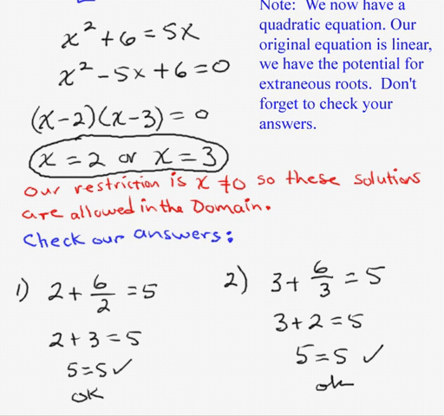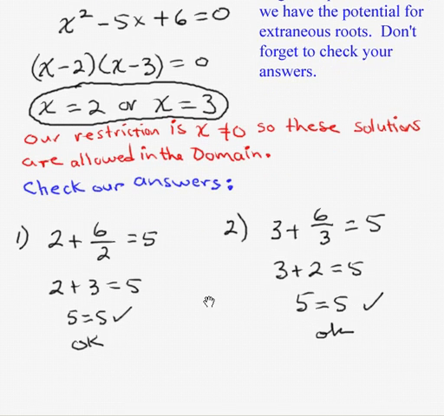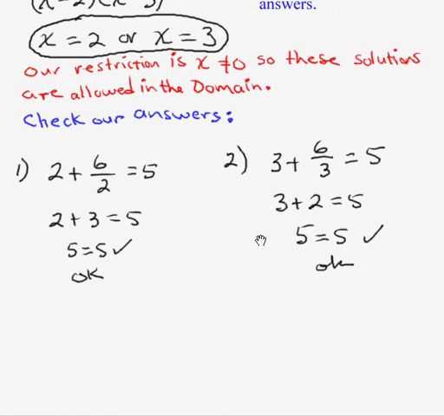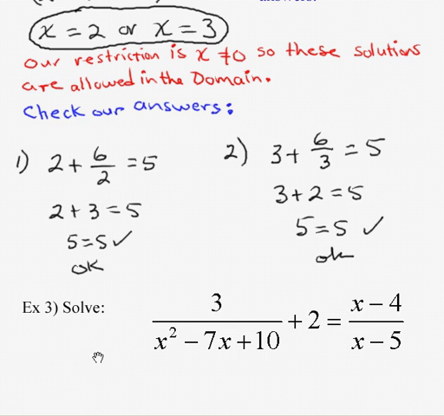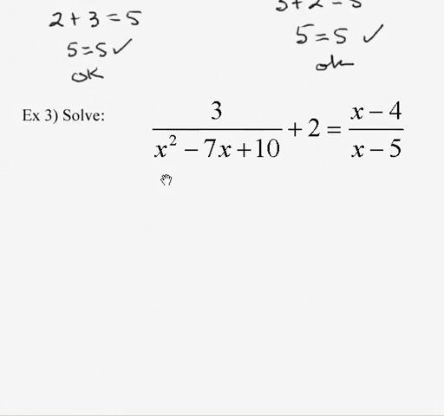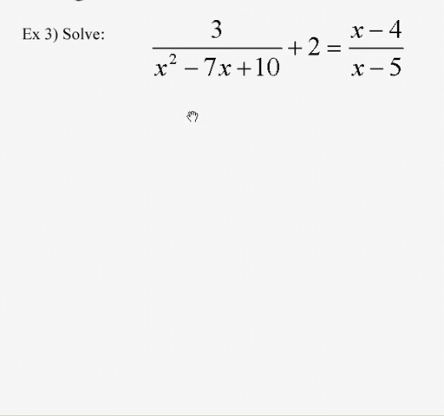We started out looking for one answer, we ended up with 2, we got an extra answer. In this case, both of them worked. It's possible that one of them could work while the other one doesn't. It's also possible that neither one can work. So let's continue on with another example.